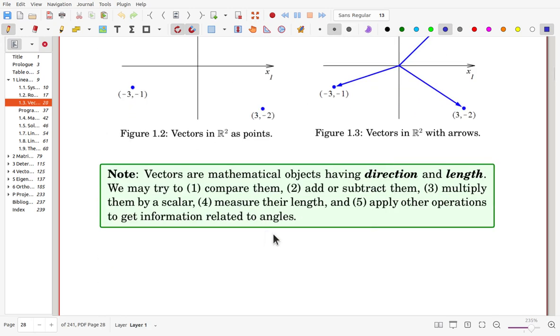Vectors are mathematical objects having direction and length. We may try to compare them, add or subtract them, multiply them by a scalar, and measure their length, and apply other operations to get information about angles.